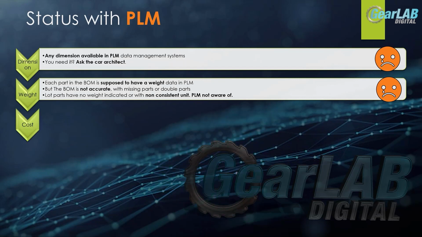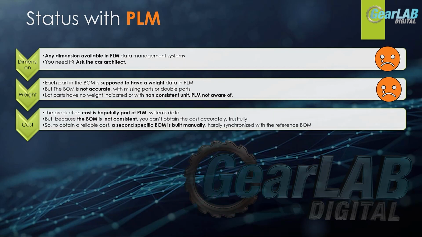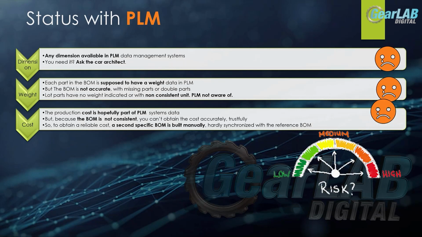About costs. The production cost is hopefully part of PLM. But, because basically the BOM is not consistent, the cost cannot be calculated accurately, trustfully. So, to obtain a reliable cost, a second specific BOM is built manually, hardly synchronized with the reference BOM. Try to use PLM at your own risk.